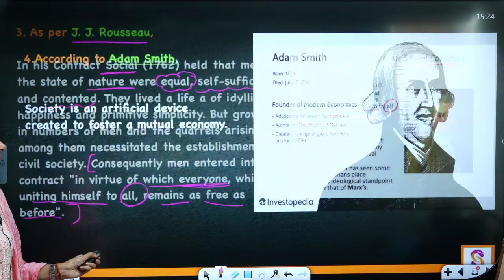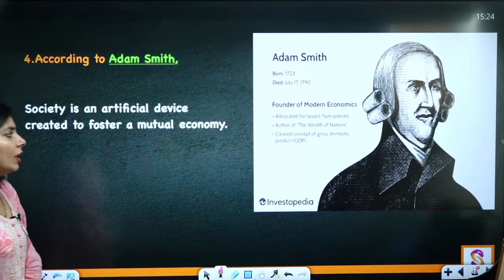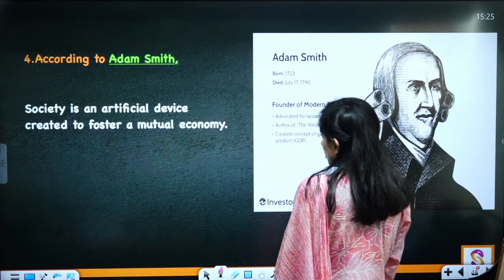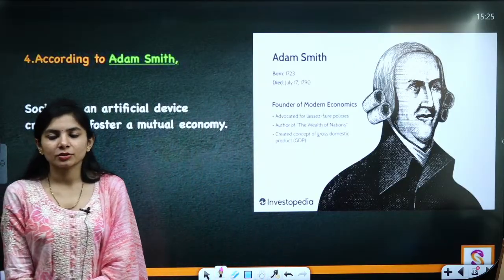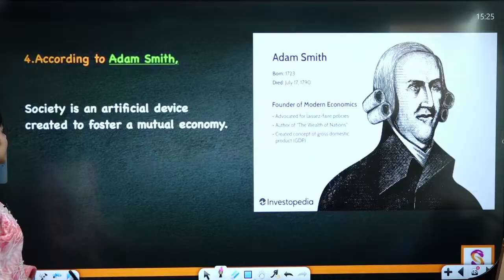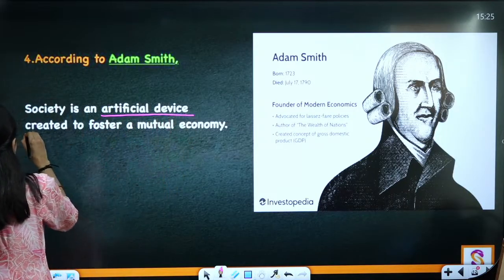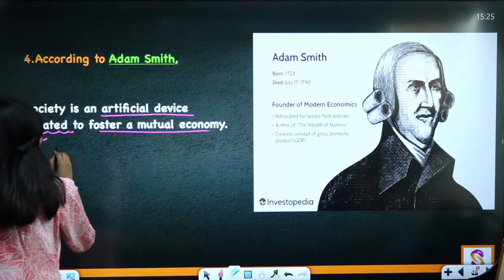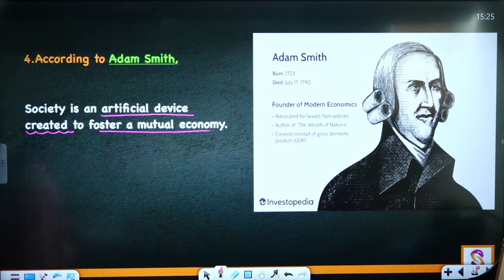Fine. Okay, now moving forward for the fourth part, and the fourth part is related to Adam Smith. Adam Smith was the founder of modern economics, and he wrote his book Wealth of Nations, An Inquiry into the Wealth of Nations. In his book, he specified that society is nothing but an artificial device, created to foster a mutual economy.